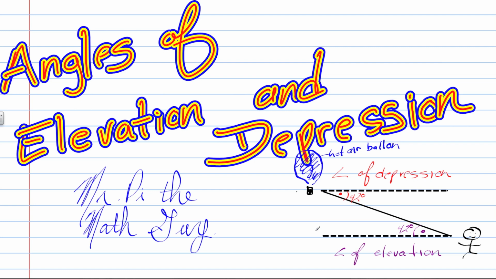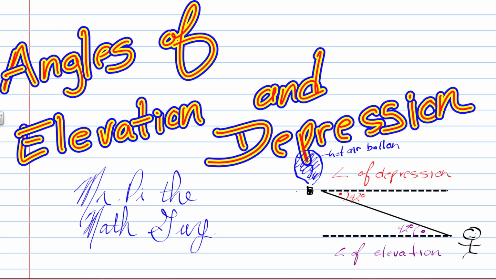Let's take a look at this little diagram I got here. Now, the angles of elevation and depression are related. They come together in a pair. And the reason they do is if we look at this little diagram here, a hot air balloon, a little guy down here on the ground, and when they look at each other, people in the balloon and then the guy on the ground, they form this angle of depression and this angle of elevation.